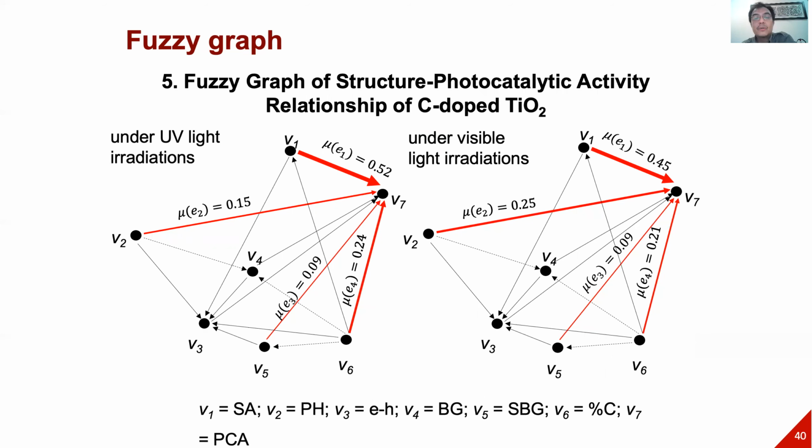So the fuzzy graph shows that the surface area is the dominant property compared to the other variables on the photocatalytic activity under irradiation by UV and visible light. Therefore, the surface area has a greater effect on the photocatalytic oxidation of styrene by carbon-doped titania photocatalysts. The amount of electron-hole recombination shows the lowest effect on the photocatalytic activity as compared to the other variables.